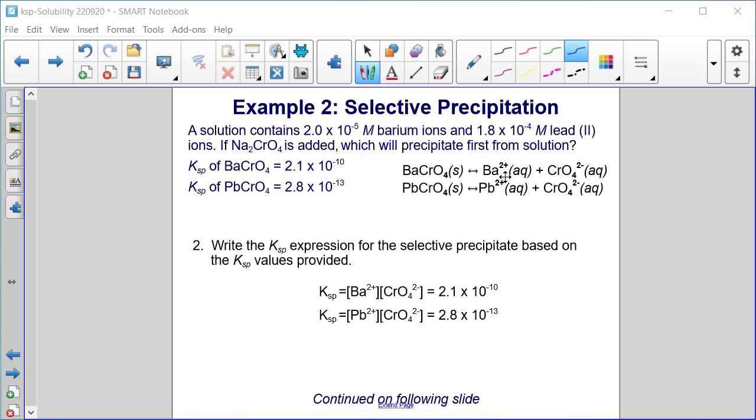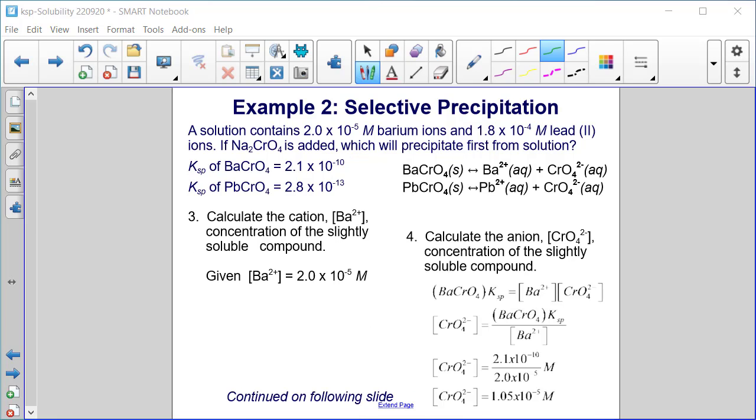So I've carried over the dissociation equations from the previous slide so that we can write the Ksp expression for the selective precipitate based on the Ksp values provided. So for barium chromate, it's just the concentration of barium times the concentration of chromate equal to its given Ksp value. And then the same is true for the lead 2 chromate. Lead concentration times chromate concentration is equal to the Ksp that we're given.